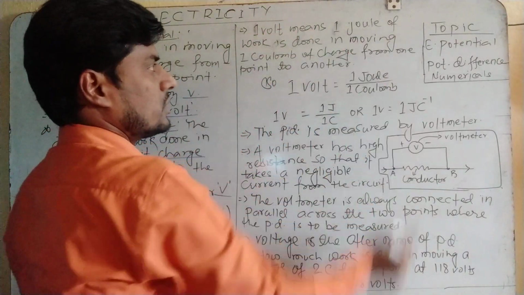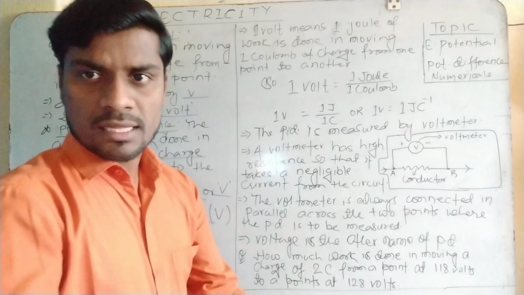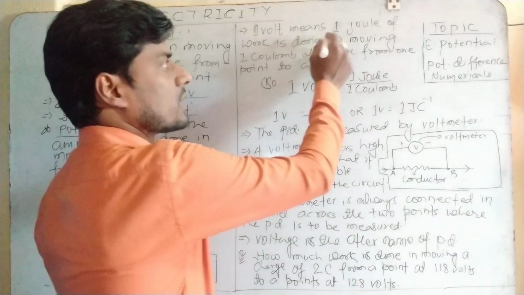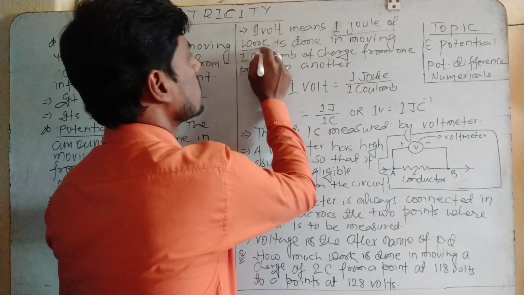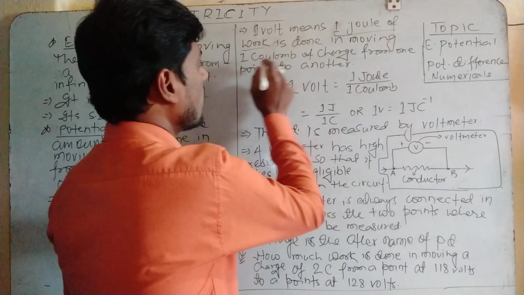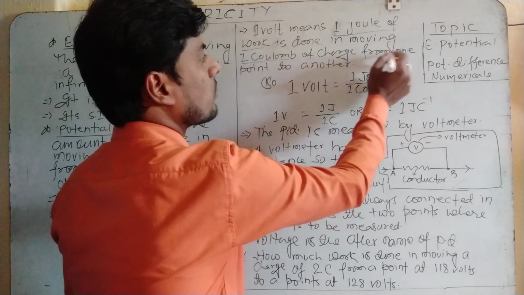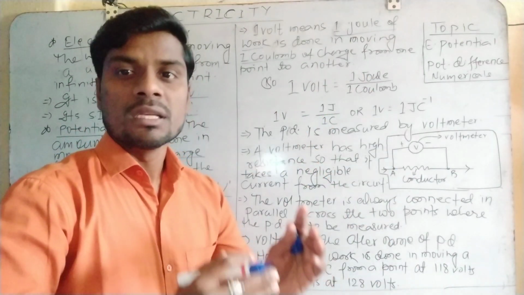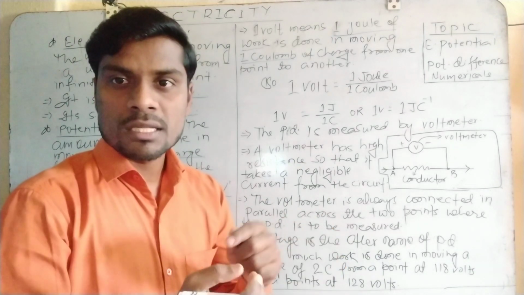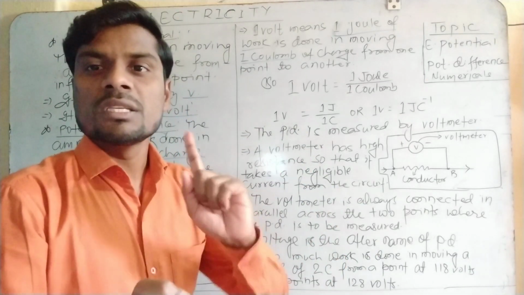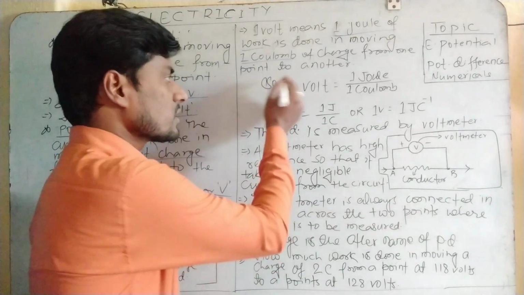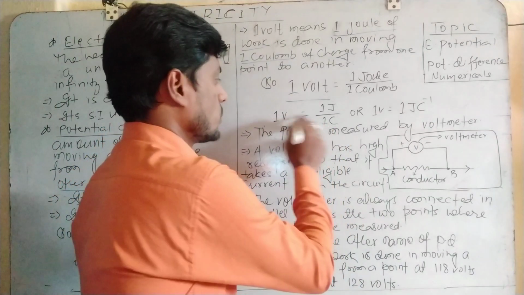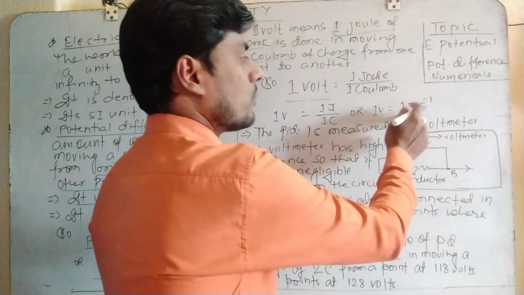Next is 1 volt. What do you mean by 1 volt? Someone can ask a question, what is 1 volt? The 1 volt means what? 1 joule of work done in moving 1 coulomb of charge from one point to another point is known as 1 volt. So you can see here 1 volt is equal to 1 joule by 1 coulomb. So you can also write 1 volt is equal to 1 joule per coulomb.